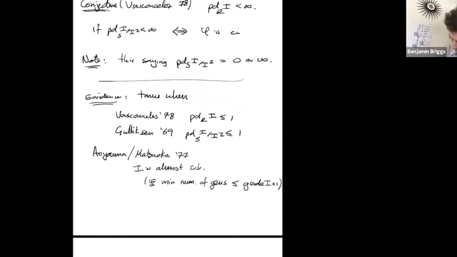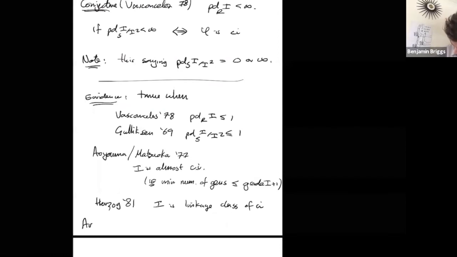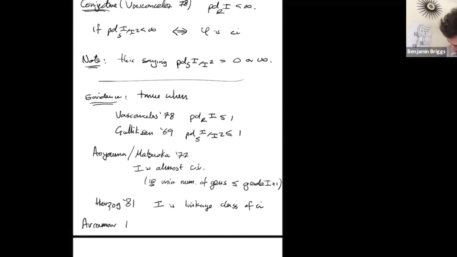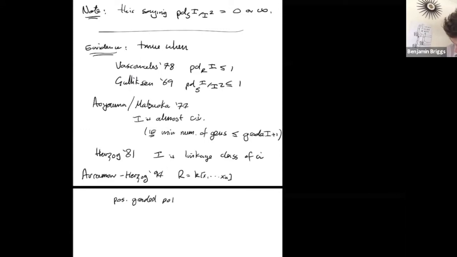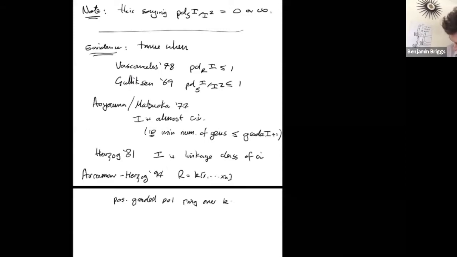And then Herzog in 1981 had the case that I is in the linkage class of a complete intersection. And lastly, I'll mention this one because it will come up again in a second. In 1994, Avramov and Herzog proved this in the case where R is a polynomial ring, which is graded. So R is a positively graded polynomial ring over k, which is a field of characteristic 0.